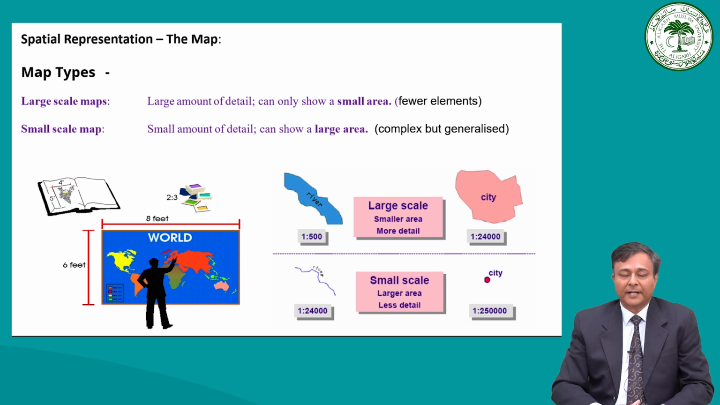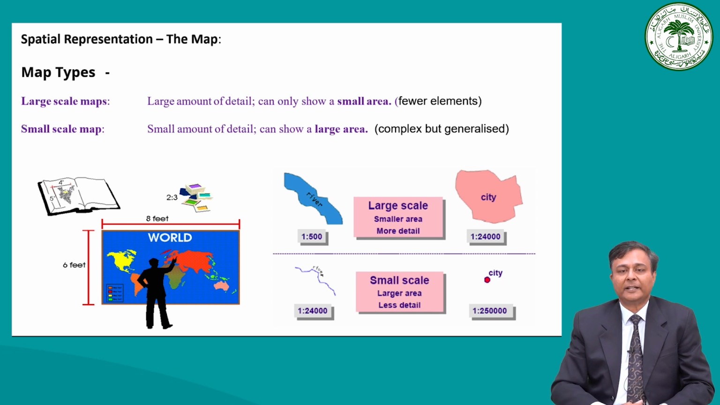Now, this kind of map can be complex but generalized. And in the bottom side, you can see that we can have a world map with 8 feet of width and 6 feet of height. And the same map can be on a piece of paper, in a book also, which would be somewhere around 6 inches in length and width. So that way, the kind of information which we might be representing in the spatial information would be far different.